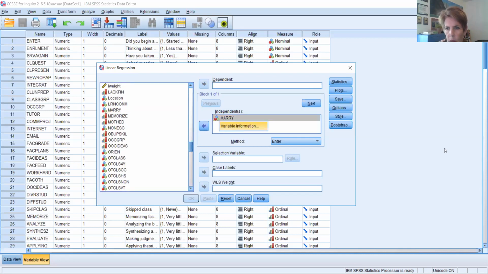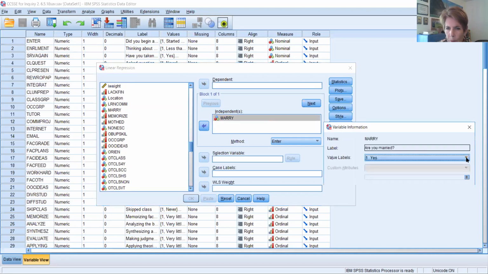So Married, I better right click that and make sure this is what it is. Are you married? 1 is yes, 2 is no. So this will work. It's a dichotomous variable. The only things I can use in multiple regression are interval level variables, called scale in SPSS, those things with a ruler, or a dichotomous variable, something that is either or, either you're married or you're not. The same with English language learner, it is a dichotomous variable like that. Either you're an English language learner or not.